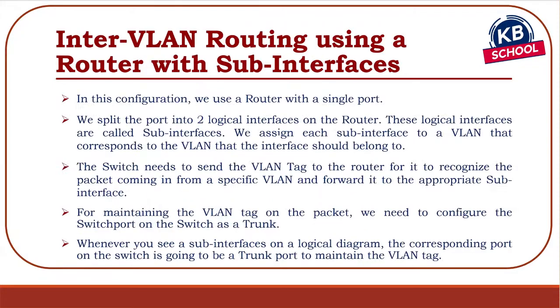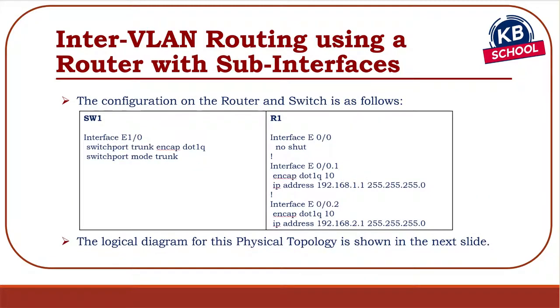So we're on the last bullet over here. Whenever you see a sub interface on a logical diagram, the corresponding port on the switch is going to be a trunk port to maintain the VLAN tag. This is the configuration. On the switch side, this interface E1/0 is a trunk, and I'm using encapsulation of .1Q, switchport mode trunk. Now if I want, because I know in my case on this port there's only 2 VLANs that will be sent. This is not a normal trunk between 2 switches. This is a trunk between a router and a switch.